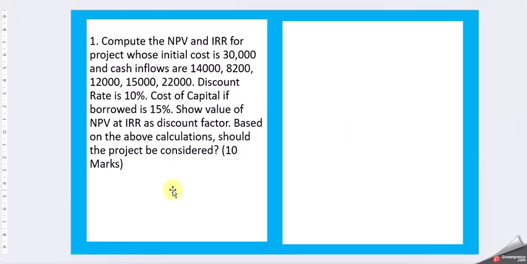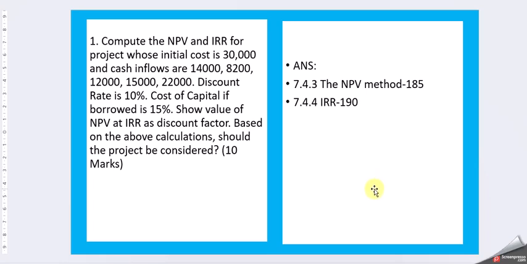First question. Compute the NPV and IRR for the project whose initial cost is 30,000 and cash inflows are 14,000 and 8,200, 12,000, 15,000, 22,000. Discount rate is 10%. Cost of capital if borrowed is 15%. Show the value of NPV and IRR as a discount factor. Based on the above calculation, should the project be considered is the question. We have to find out the answer.